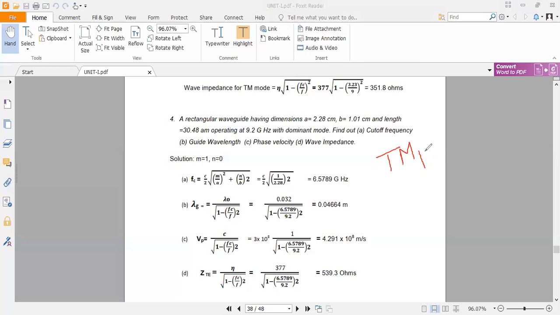That means you are not listening properly. TM11. So m is equal to 1, n is also equal to 1, you should substitute. So when you are substituting m is equal to 1, n is equal to 1, the cutoff frequency changes. Because in this expression previously n is equal to 0, we got this value. If n is equal to 1, definitely the cutoff frequency changes. If the cutoff frequency changes, lambda g also changes everywhere.